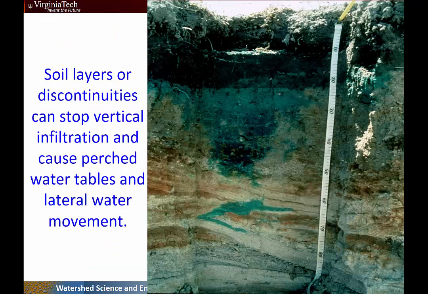So soil layers or discontinuities, again I talked about plow pans or shallow restrictive layers. Here's an example of one in this soil profile. They can stop or retard that vertical infiltration of water. You get the relatively uniform infiltration of water in the root zone. It hits this sort of layer and it tends to perch or pond, and then it can start to move laterally. You might find it hard to see, but it's starting to move down this layer over here.